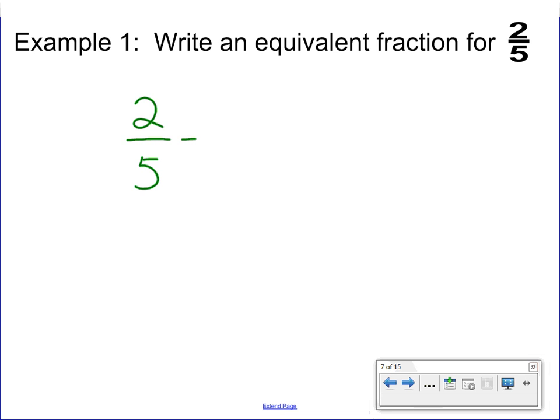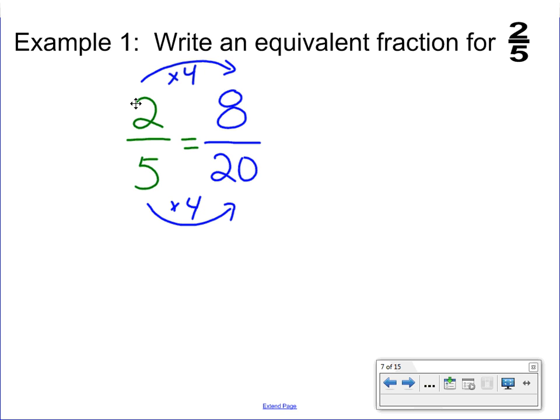The neat thing about writing an equivalent fraction is it really doesn't matter what number we use. For example, I'm going to do the exact same process this time, but I'm going to multiply times 4. Okay? So if I take 2 times 4, that gives me 8, and 5 times 4 gives me 20. 8/20 is the exact same as 2/5.